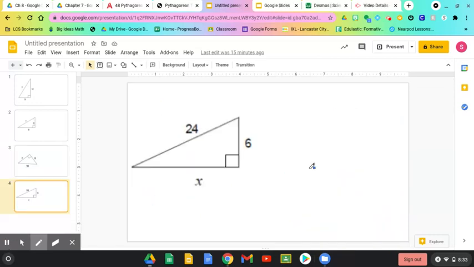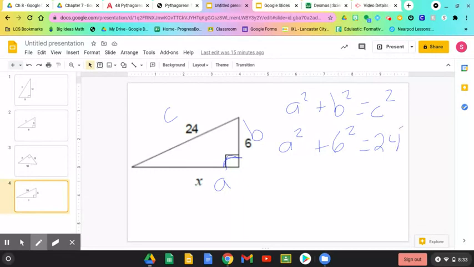All right, one more example. Again, we're going to start by finding our right angle and labeling the two sides that make up the right angle, A and B, side across from the right angle, C. And we're just going to fill those into our Pythagorean theorem. So here we're missing side A, so we leave that in the equation as A. B is 6, so we'll say 6 squared equals C is 24, so 24 squared. Now we're solving for A, so our goal is to get A by itself.